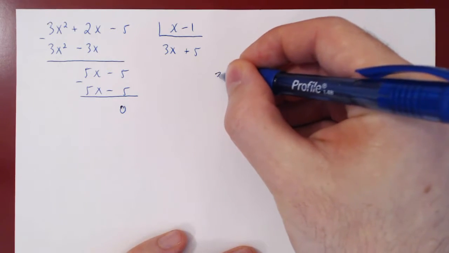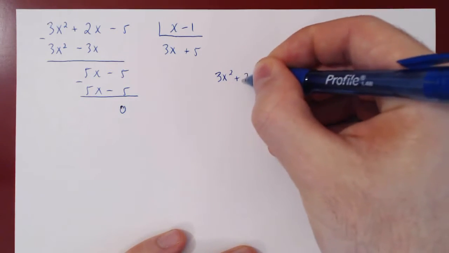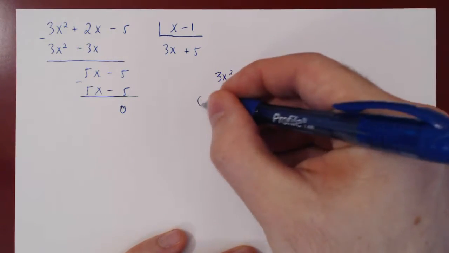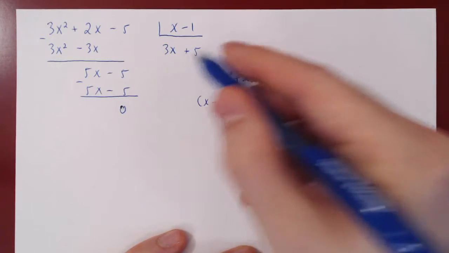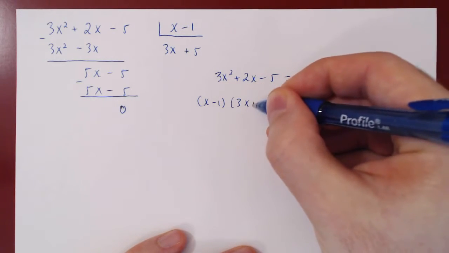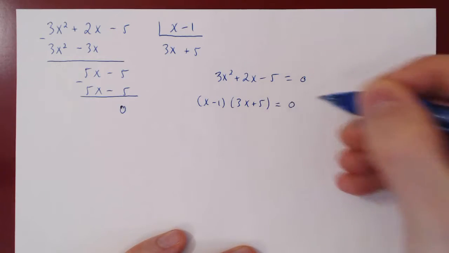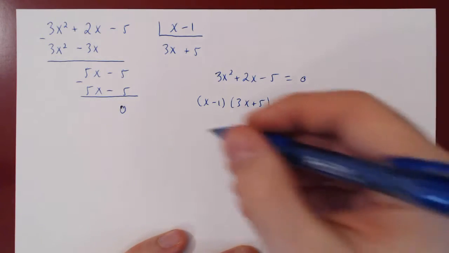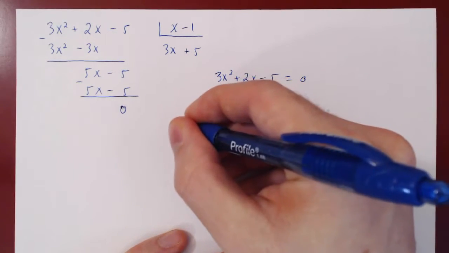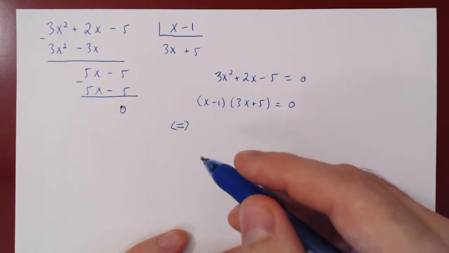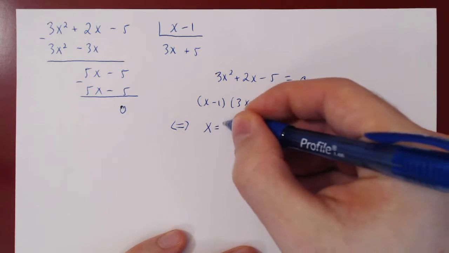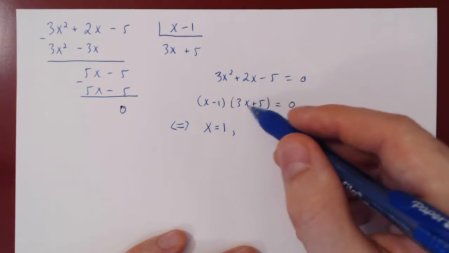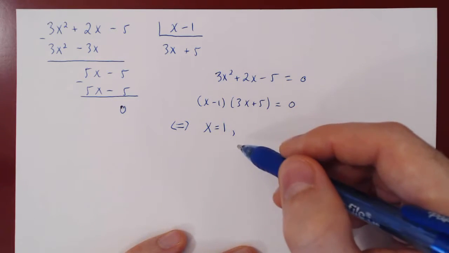So now we have a complete factorization of our quadratic polynomial. We were looking for 3x squared plus 2x minus 5 being equal to 0. But this factors as x minus 1 times 3x plus 5. Well, if you have a product of two numbers, the result being 0, at least one of them must be equal to 0. So x minus 1 could be 0, therefore x equals 1 is our first critical point. Or 3x plus 5 could be 0, but if you solve for x, you'll have x as negative 5 over 3.